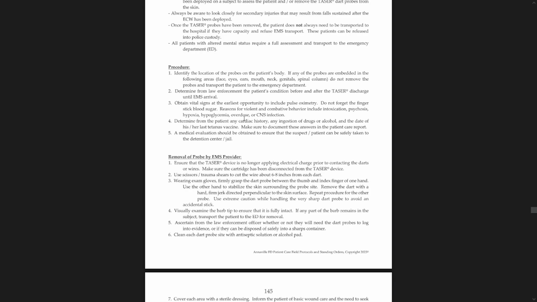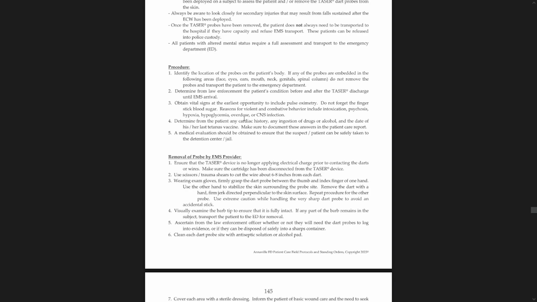Reasons for violent and combative behavioral patients include intoxication, psychosis, hypoxia, hypoglycemia, overdose, or a central nervous system infection. Determine from the patient any cardiac history, any ingestion of drugs or alcohol, and the date of his or her last tetanus vaccine.